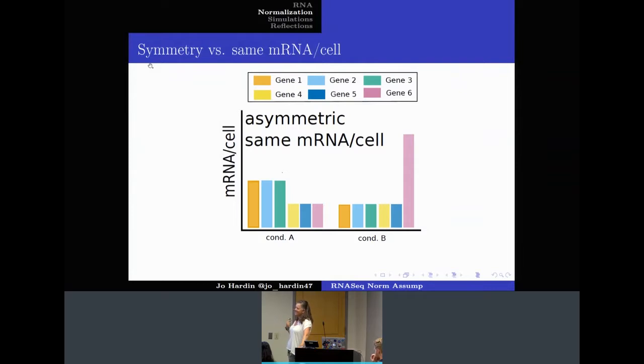So here we have the same mRNA per cell, but we have 3 that are upregulated, 2 that are not differentially expressed, and 1 that is downregulated. So we have asymmetric, because the number of upregulated genes is 3 and the number of downregulated genes is 1, but we have the same mRNA per cell. And the last one, you knew I was going to say this, is 3 and 1, but with a different amount of mRNA per cell. Okay, so now you've got that.